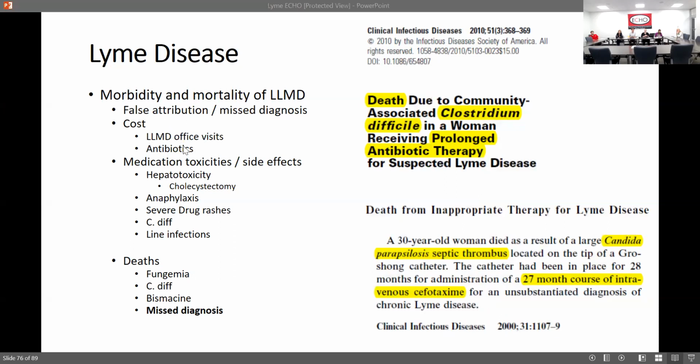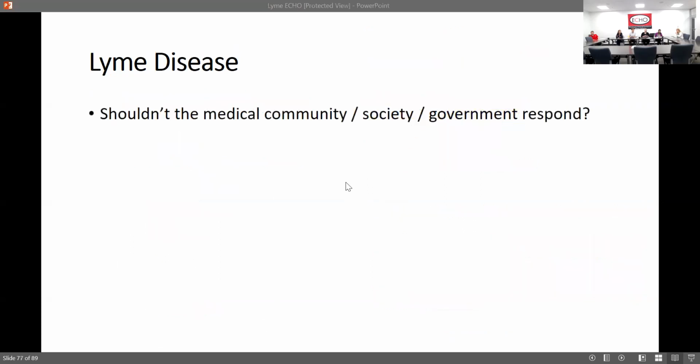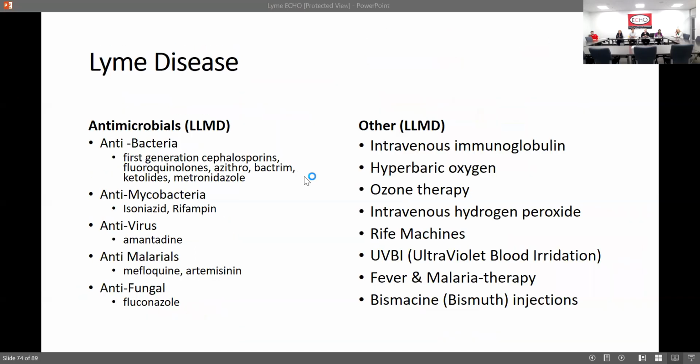There have been absolutely direct toxicities from these medications and various things. C. diff, line infections. There's even been deaths. Deaths from C. diff and fungemia, and of course from the misdiagnoses. Okay, but the most amazing and astounding thing about this is, shouldn't something be done? I'm sure we all find this page astonishing.